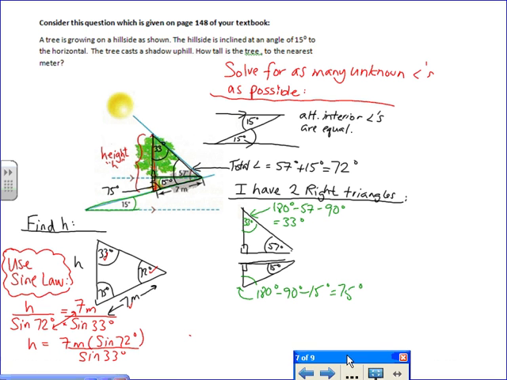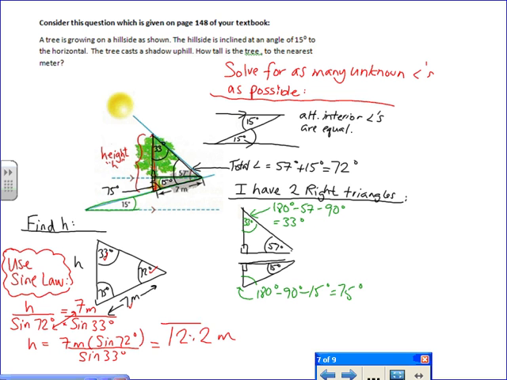Let's go ahead and give us a little bit of space here. Okay, and so I do that math, and it's going to come out to be 12.2 meters if I round it to the first decimal place, and that's the height of my tree.